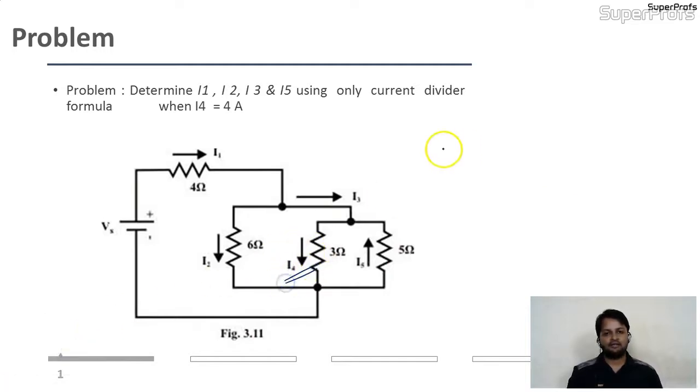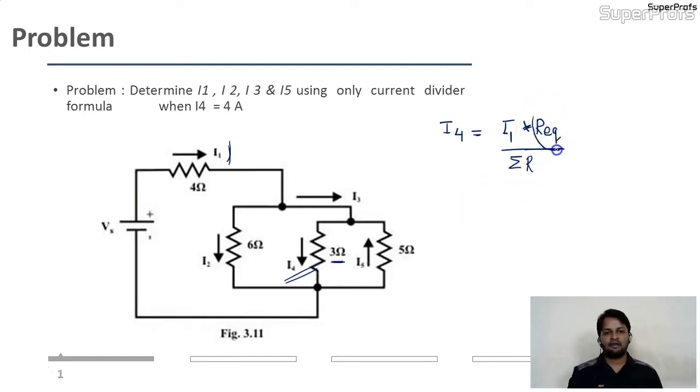According to the formula, the value of I4 is the source current. What is the source current? I1. I1 is the source current. Fine. Multiply with the opposite branch resistance. Who is the opposite branch for this 3 ohm resistance branch? 5 and 6, they are the opposite branch resistance. But we need a single equivalent resistance here. I need R equivalent of the remaining branch. Okay. And here, the summation of resistances. Is it okay?